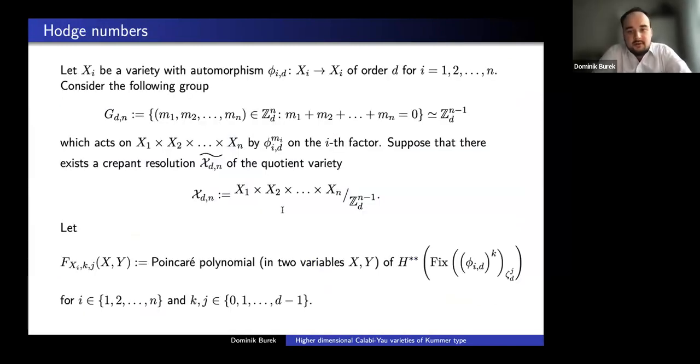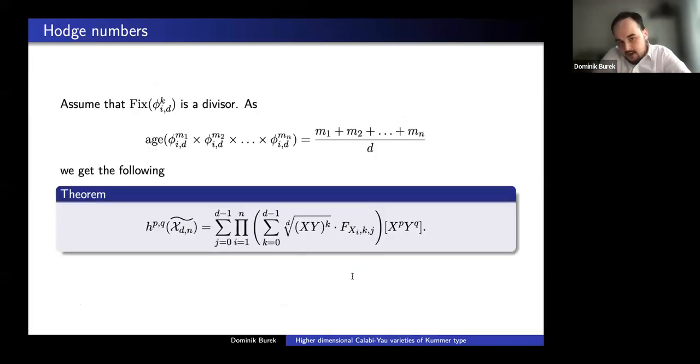So I try to do it for a much more general setup, not only elliptic curves and K3 surfaces, but for arbitrary varieties of Calabi-Yau type X_i, equipped with non-symplectic automorphisms of order d. And then of course we have a natural group action on the product X1 times X2 and so on. And let us assume that there exists a crepant resolution of that quotient X1 times ... times Xn over Z_d to the n minus 1. And then using the chain rule for cohomology, after some technical simplifications and introducing Poincaré polynomials of some fixed loci of powers of this automorphism, I obtained the following formula for h^{p,q}.